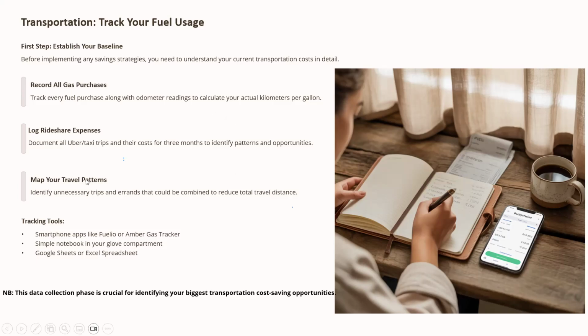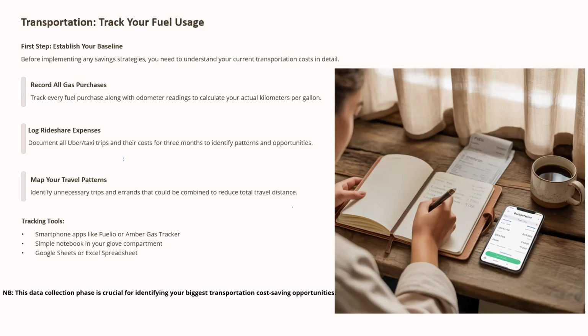Then you're going to map your travel patterns. If you can identify where you're taking unnecessary trips for errands and stuff like that, then you can also find out where the opportunities are for you to combine multiple errands and reduce the total travel expense.